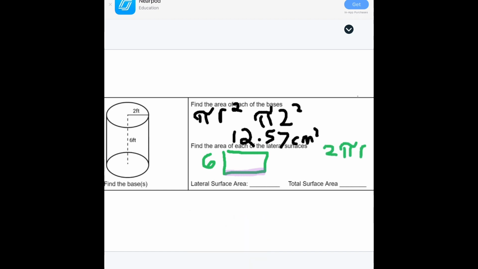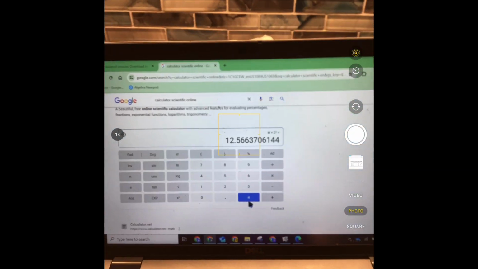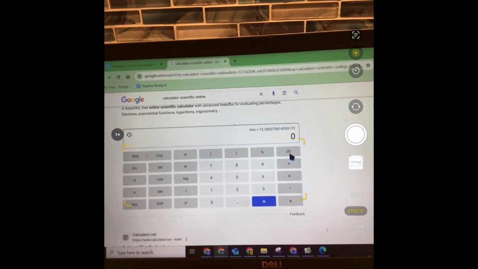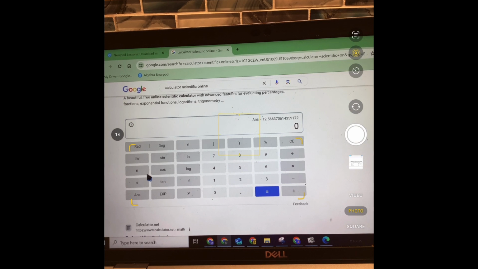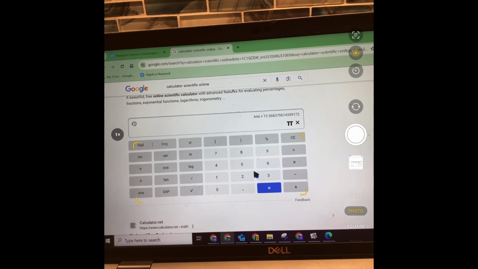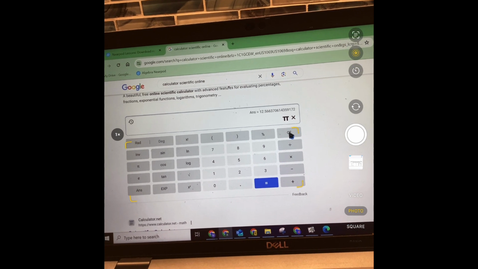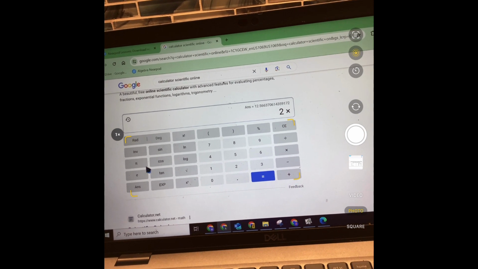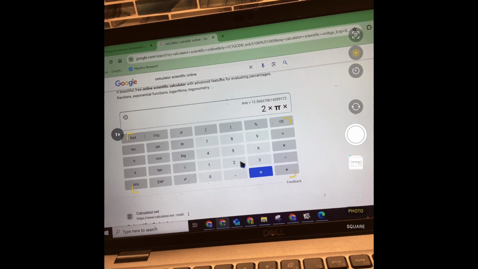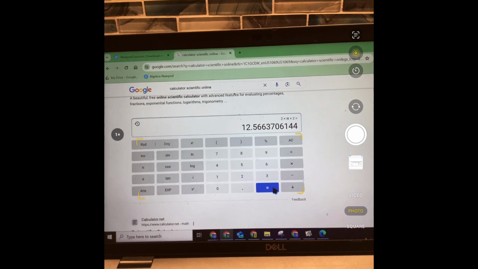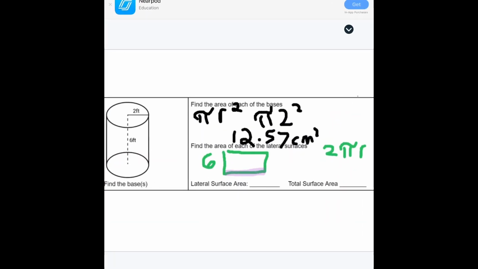I go to my computer and I say, okay, let's do this. Clear out my old stuff, refocus so everyone can see what's going on. Let's see if I can brace my hand so it's not so shaky. Don't think it's helping. It's actually 2 pi r, excuse me. Let's clear. 2 times pi times 2. And for that, I get 12.57. That's the same thing.